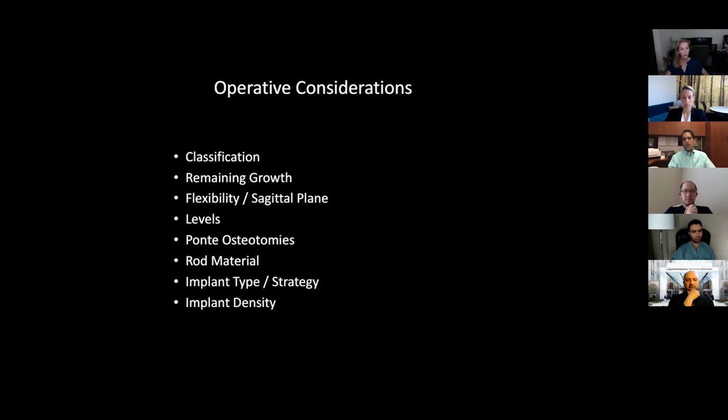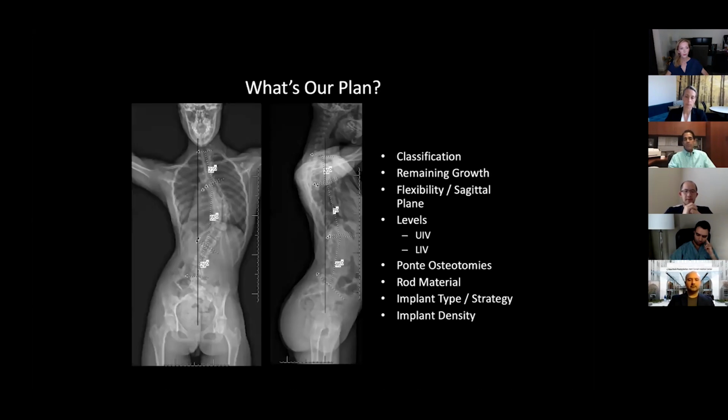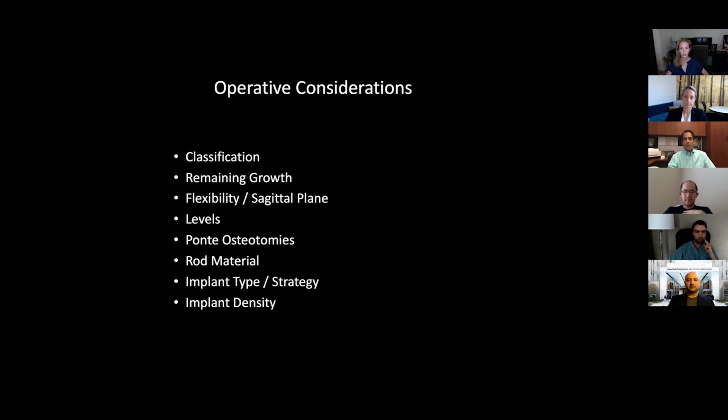We already know the classification. The remaining growth, I would say, is moderate. The flexibility is good, very typical of an AIS patient, but the sagittal plane is hypokyphotic or frankly lordotic at the apex. What levels are we going to do? Perhaps that's a question we should ask in the chat. What should our proximal level be based on this appearance, and what should our distal level be based on these films? And then how many people would do Pontes for this patient and why? And what sort of rod materials and implant density should we use?